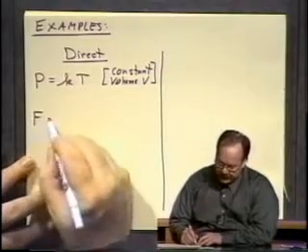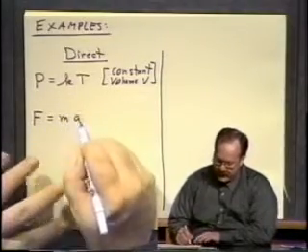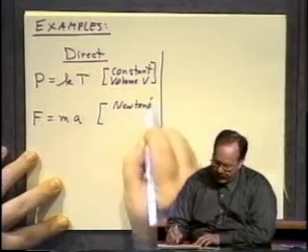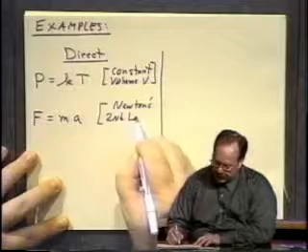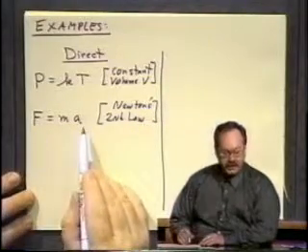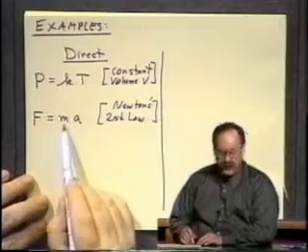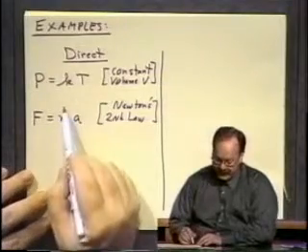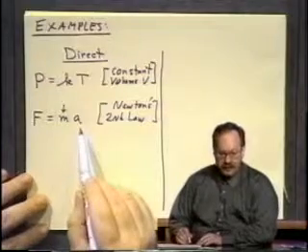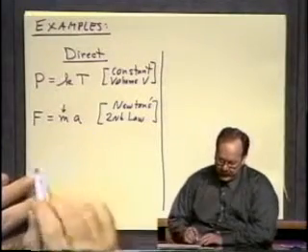Here's another one from physics. F equals ma. This is famous because it is what's called Newton's second law of physics. And it means force is equal to mass times acceleration. So if the mass is constant, this becomes the constant here, and so force is proportional to acceleration, directly proportional.